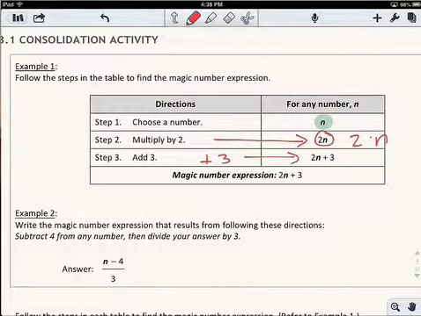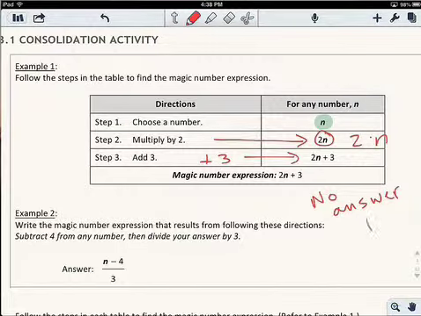Some people expressed some discomfort today because they kept asking, what's the answer? Like, what's the answer to 2n plus 3? It doesn't really have an answer. It's just something we can use to calculate a value. So don't try to be solving it. Just realize that an expression doesn't necessarily have an answer.